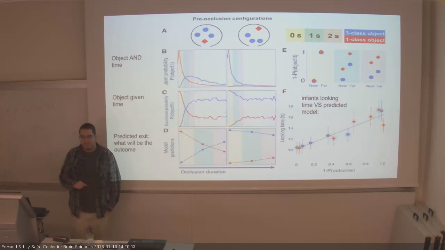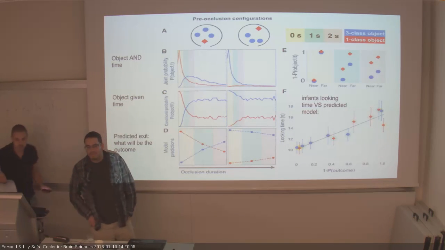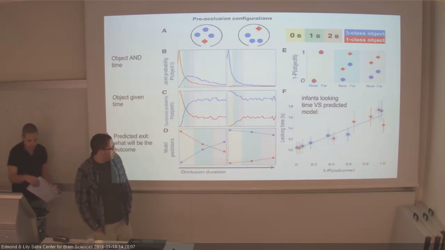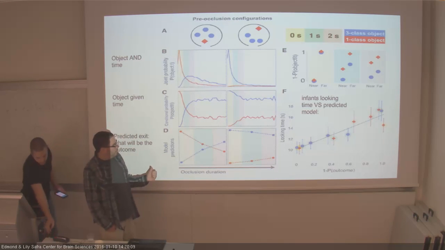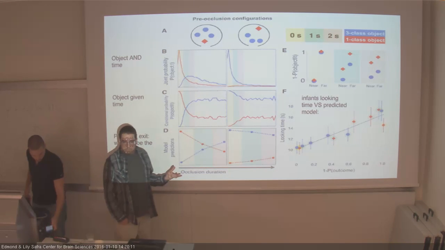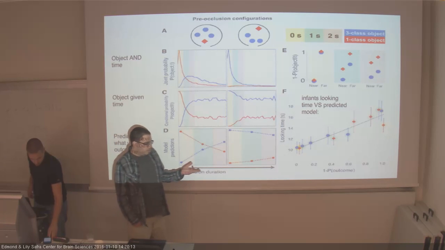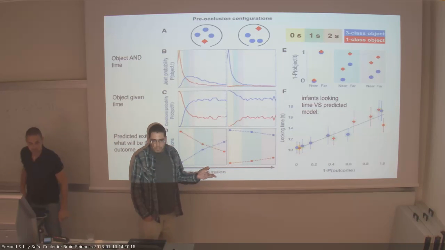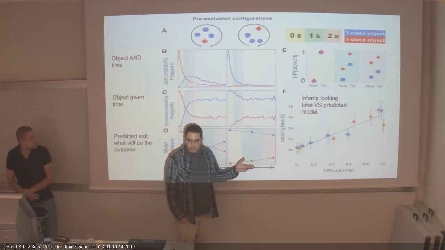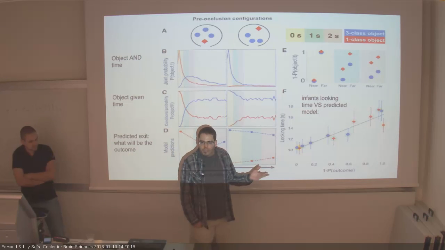Thank you. How does the model compute looking time? So the model doesn't compute looking time. What it predicts is the level of surprise. And level of surprise is 1 minus the probability. And basically what you do is you scale that so that it matches looking time.